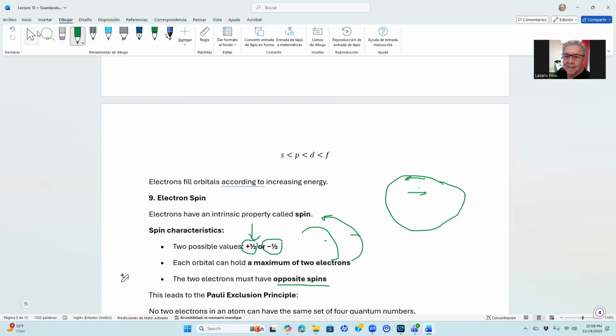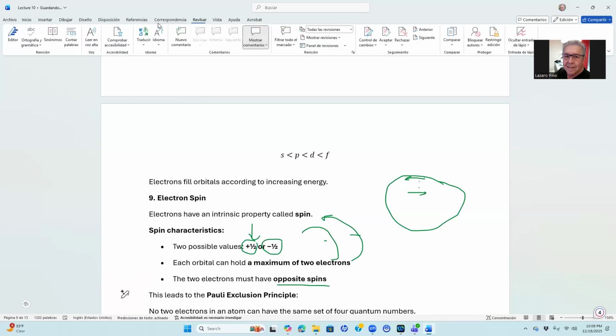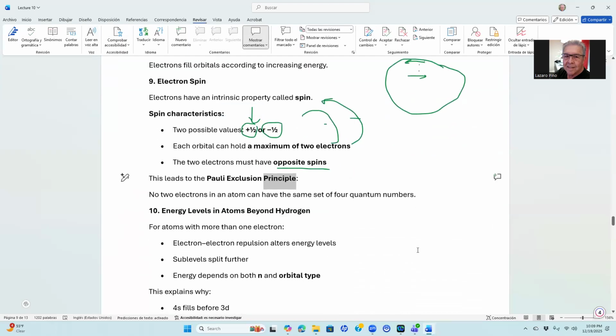Then let's go to the Pauli exclusion principle. Listen. This leads to the Pauli exclusion principle. No 2 electrons in an atom can have the same set of 4 quantum numbers.